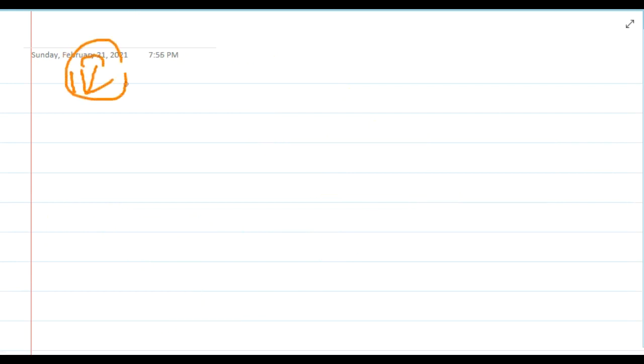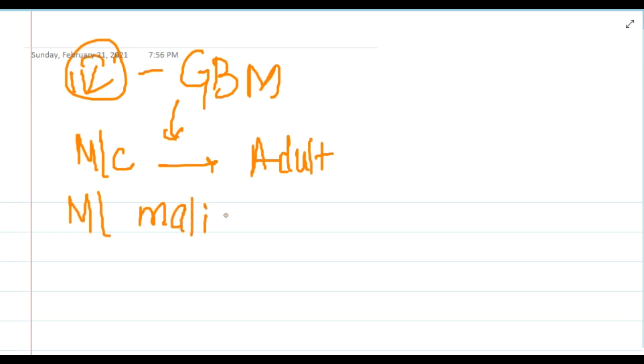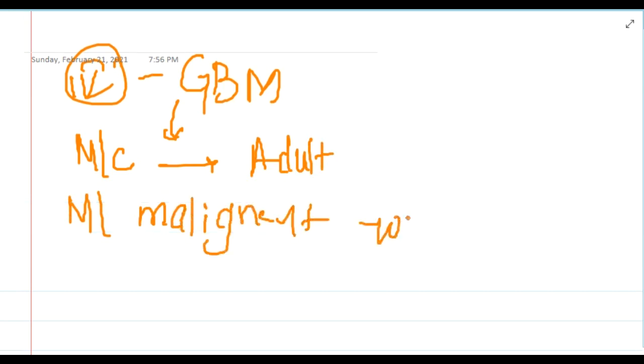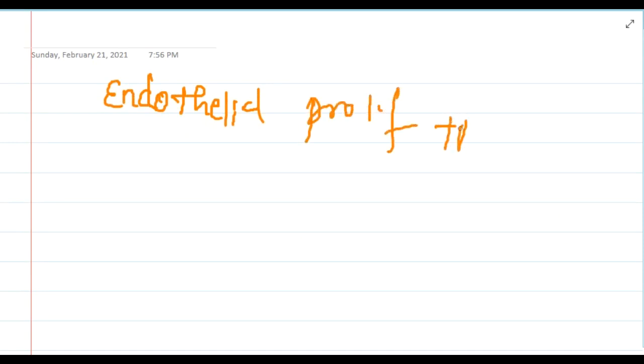Grade 4 astrocytoma includes glioblastoma multiforme, the most common type seen in adults, and it is the most malignant. Because it is most malignant, it has the worst prognosis. It is also associated with endothelial proliferation, and you will also see necrosis. Here it looks something like this.